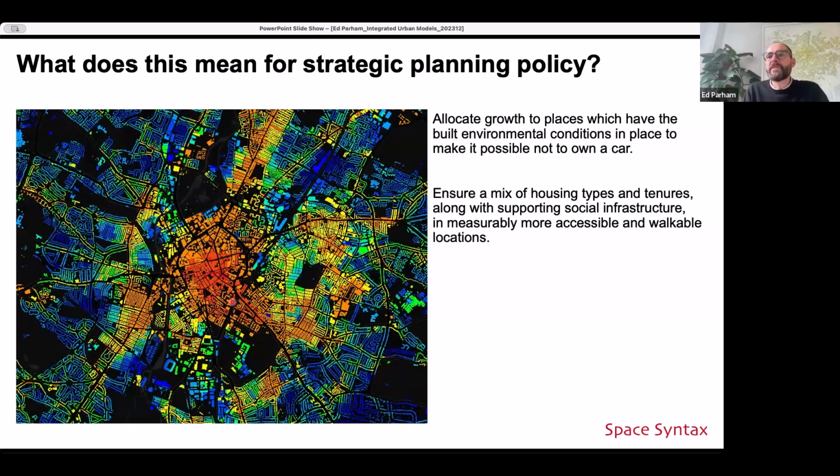So I'm going to skip over this because we haven't got that long left. But this obviously has a series of implications for strategic planning. You can see certain places that are less walkable and more walkable. If you were trying to accommodate growth, there will be some places which are better suited than others.